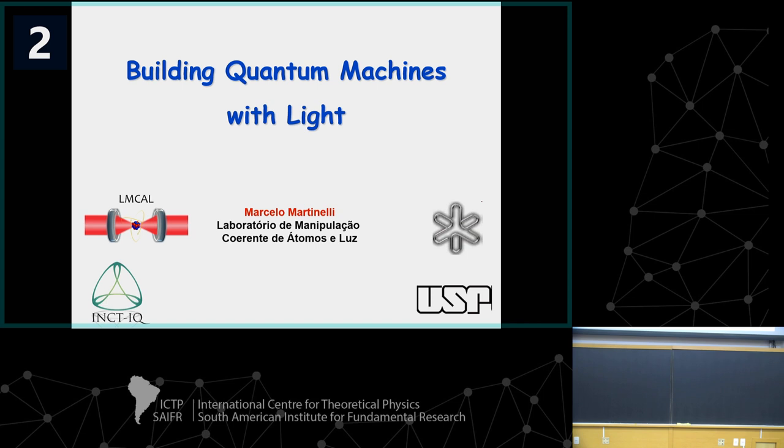Afterwards, I will show you the stuff put together on the tabletop, previously assembled, but we are going to play with a small quantum machine.